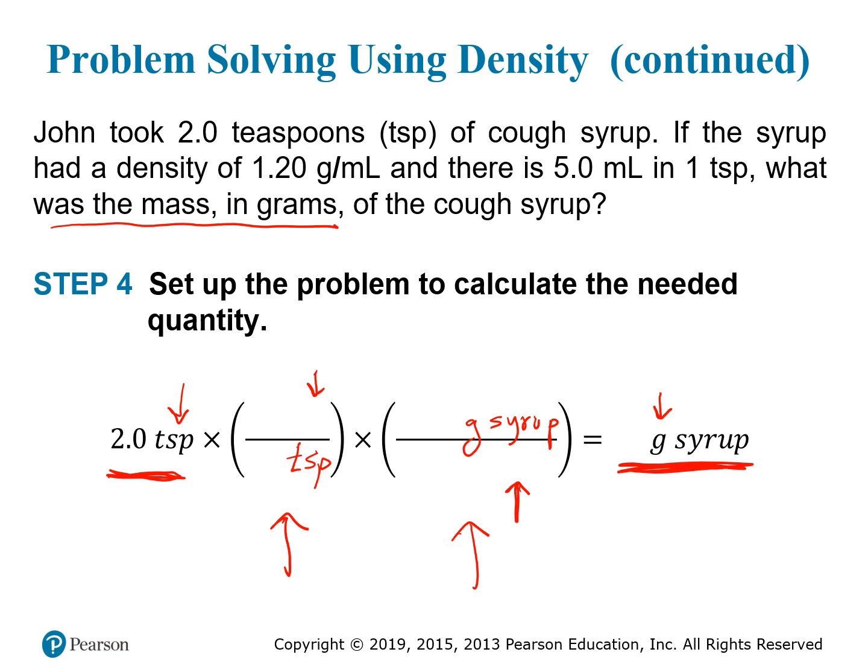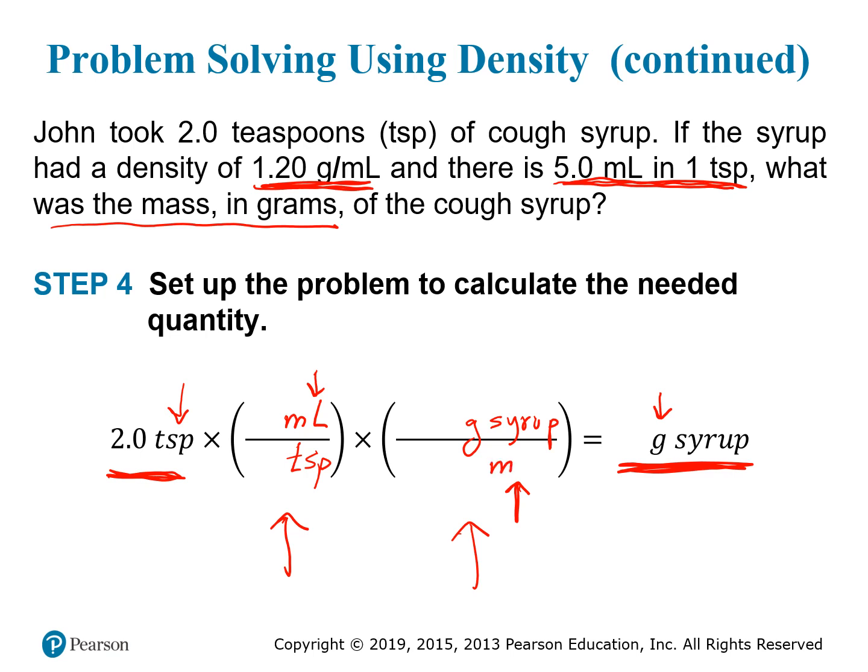Okay? So the first relationship that we need is the relationship between teaspoons and milliliters. And we saw that on the last slide, but again, it's given here in the equation. 1 teaspoon equals 5 milliliters. So that means we're converting teaspoons to milliliters. And then the second step is the conversion using density, 1.20 grams per milliliter. So here we have grams on top.